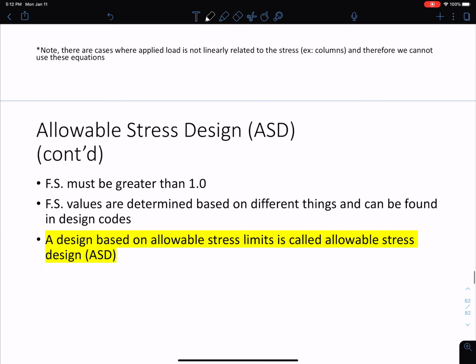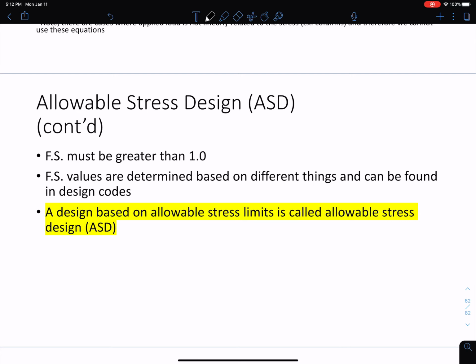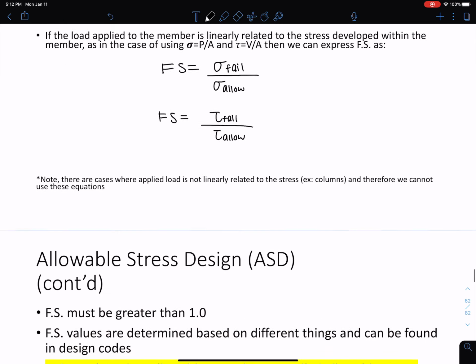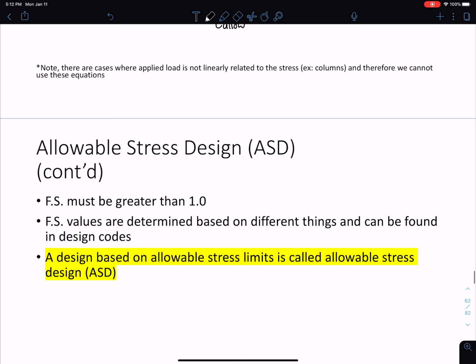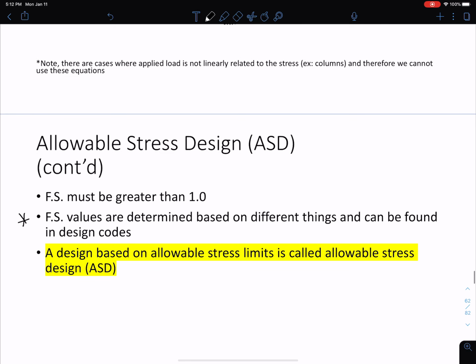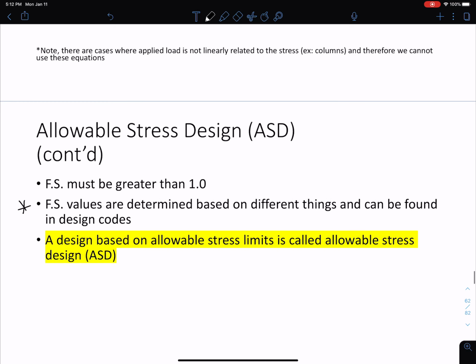Okay. Now, our factor of safety has to be greater than 1, and I think that makes sense here, right? Because we never want our allowable to be greater than our failure, right? We can't have that. That means we're going to under-design the system. So it has to be greater than 1. These factors of safety are determined based on different things, and they can always be found in the design code. So I will give these to you in the problems, because anything that the design code gives you, I'll provide you. And then basically a design based on allowable stress limits is called allowable stress design, ASD.